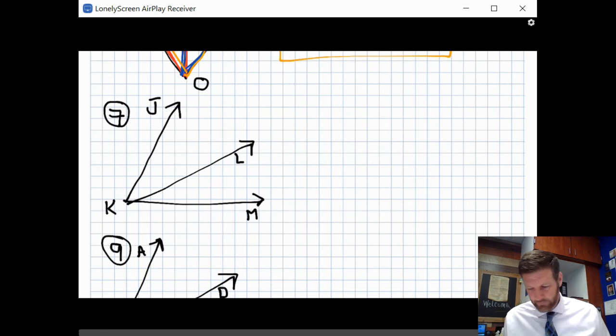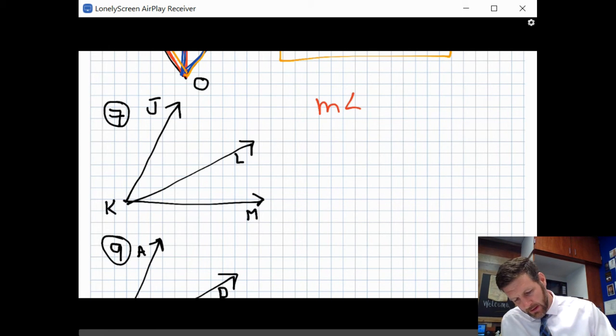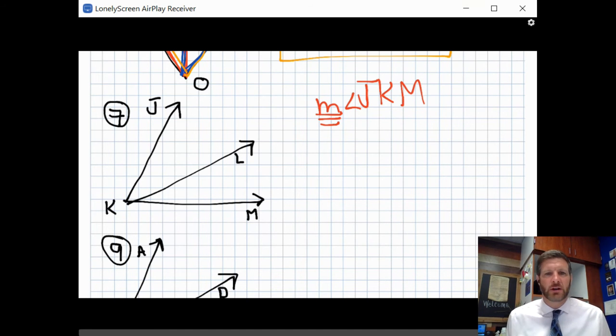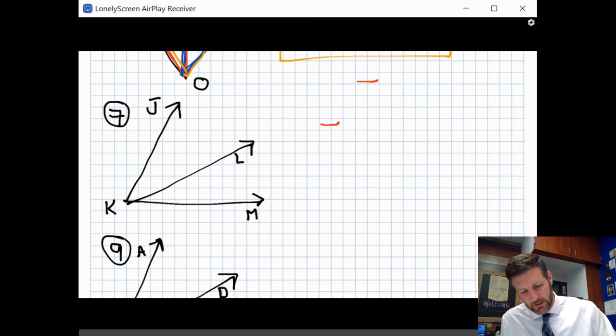So I got that. Now it tells me for number 7 that I need to find the measure of JKM. Quick note, whenever they say this, measure of angle JKM, that means I'm trying to find the amount. I'm trying to find the degree of it. So the measure of angle JKM, that means we're trying to find the big angle.